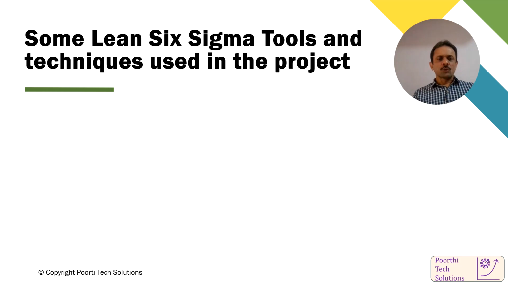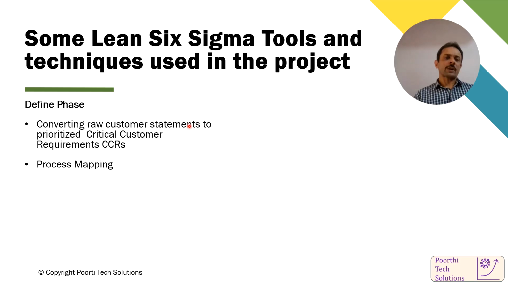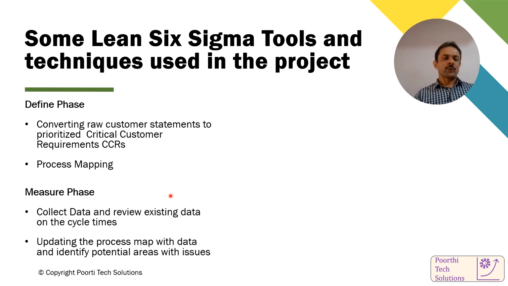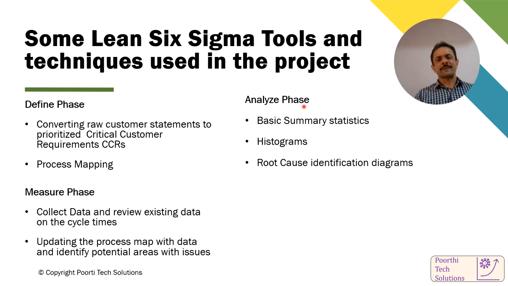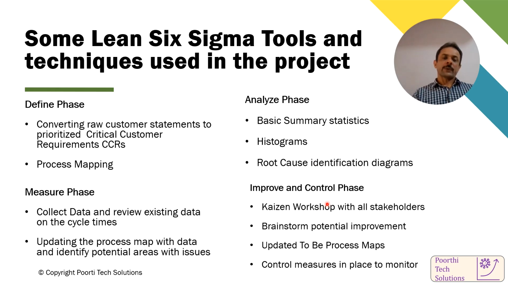So these are some of the Lean Six Sigma tools and techniques that were used in the project. During the define phase: prioritizing tools to convert raw customer statements to prioritized CCRs, process mapping to lay out the process, collect the data and review existing data on cycle times, updating the process map with the data and identifying potential areas. In the analyze phase, basic summary statistics were run, histograms were analyzed, and root cause identification diagrams were used to arrive at the primary root causes. And during the improve and control phase: Kaizen workshop with the stakeholders, brainstorm potential improvements, updated to-be process maps, and control measures to monitor the progress.